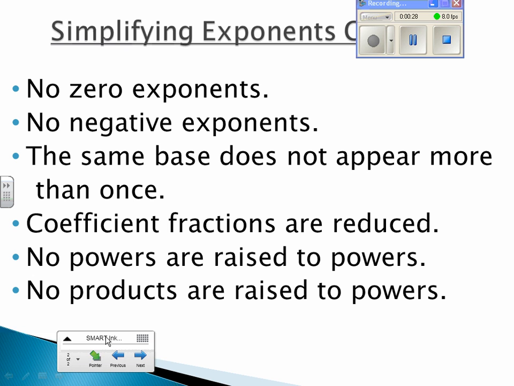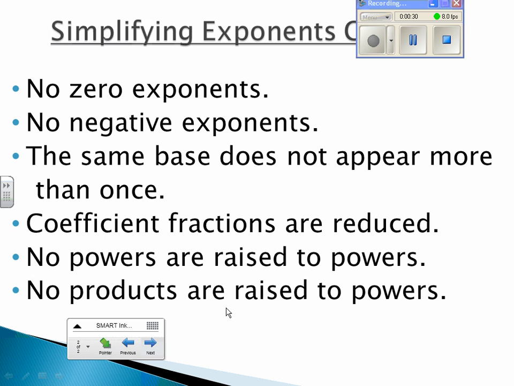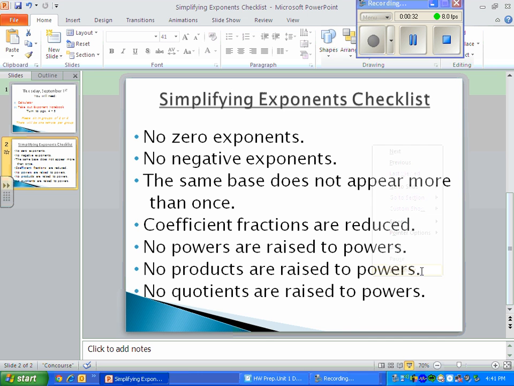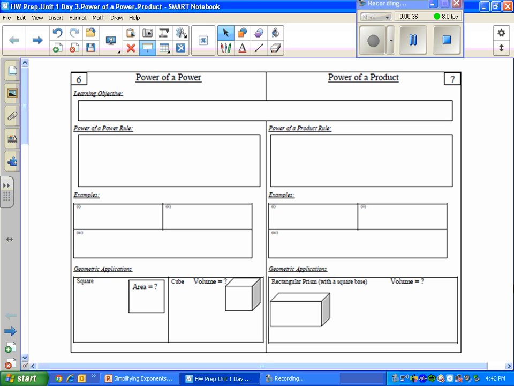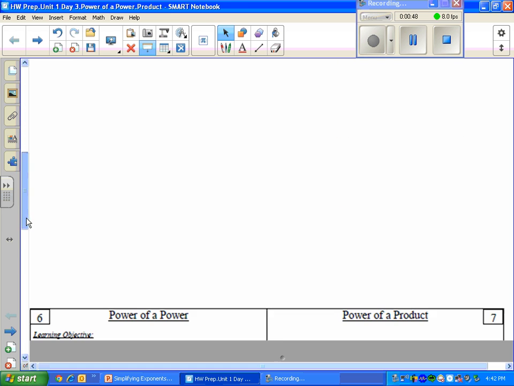Okay. You can print out this template, what's above the YouTube video here, or you can just copy this into pages 6 and 7 of your booklet. And I'm going to go ahead and begin. Let's start on page 6, power of a power.